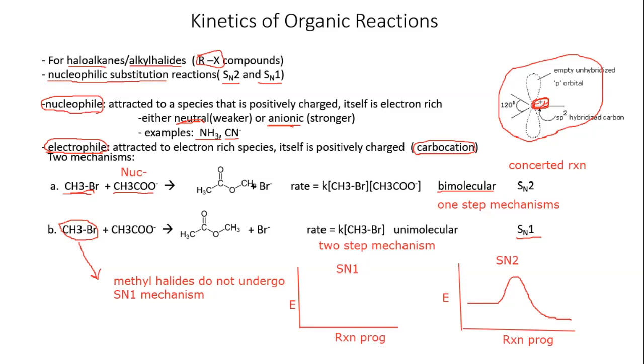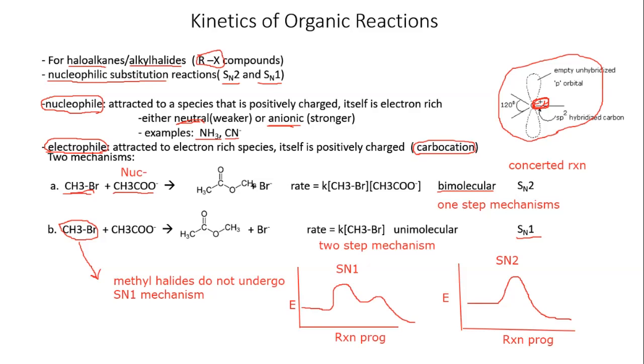So remember, SN1 has a two-step mechanism. So that means there's going to be two humps. We start here, and the first step is the rate determining step. So that's one of the largest activation energies. Then we form an intermediate, and then we have the second step.